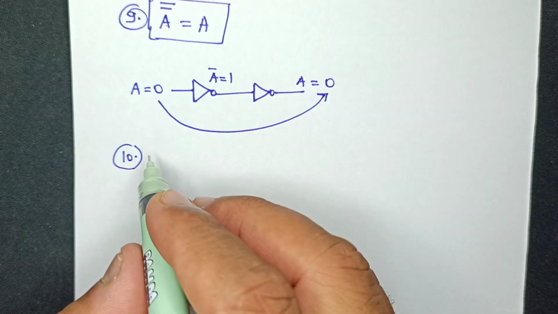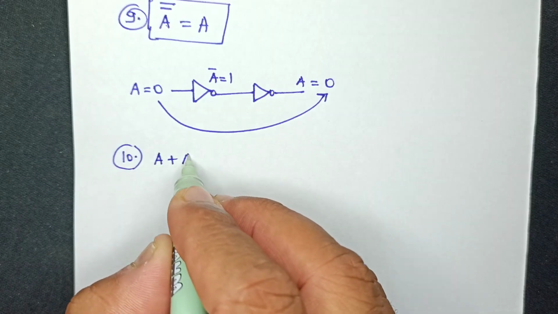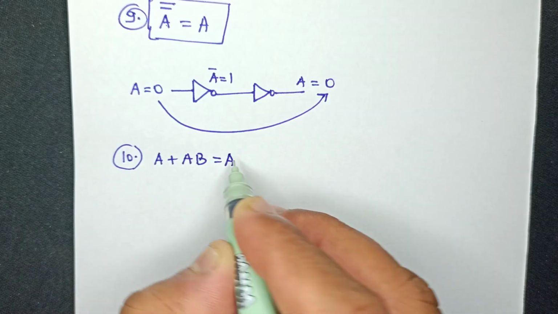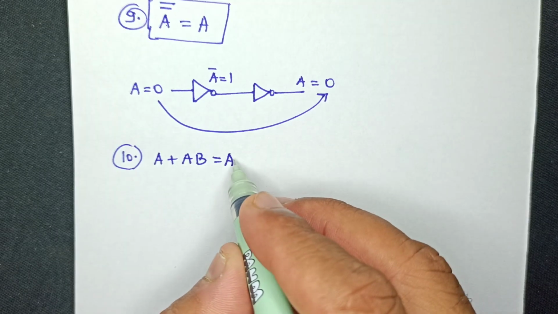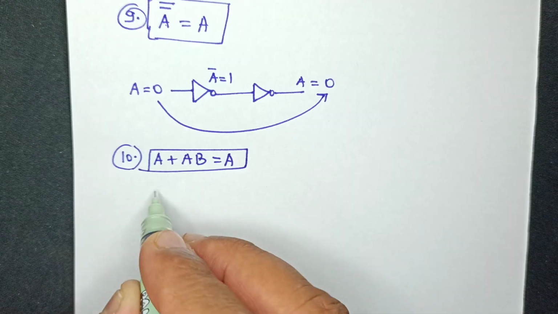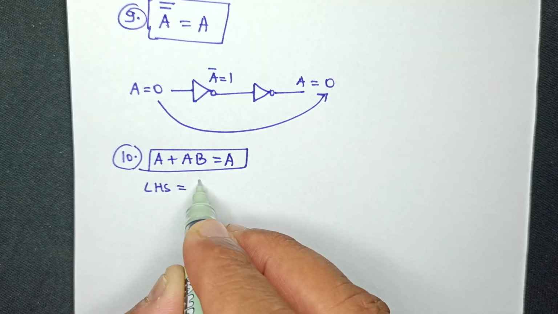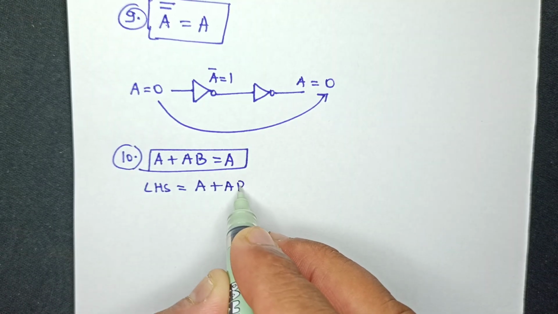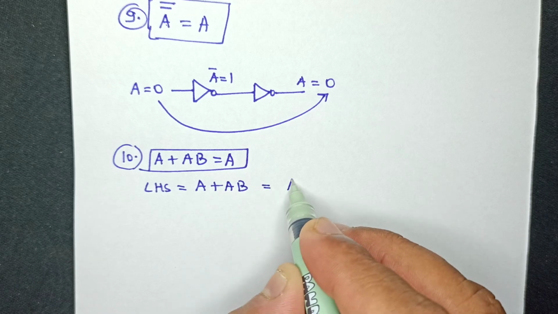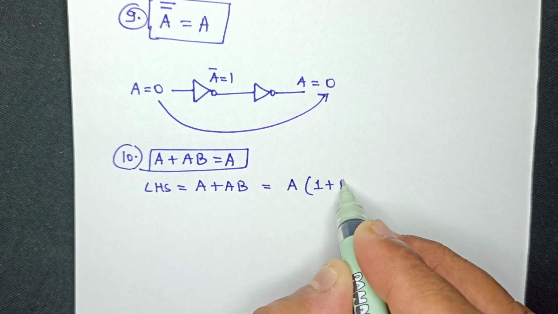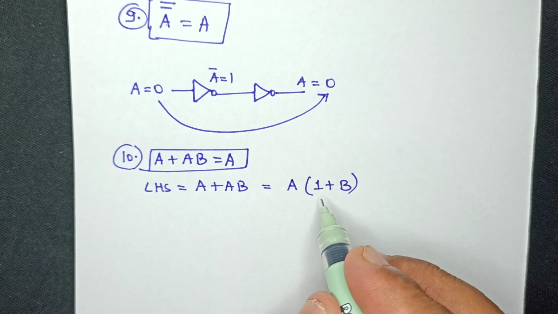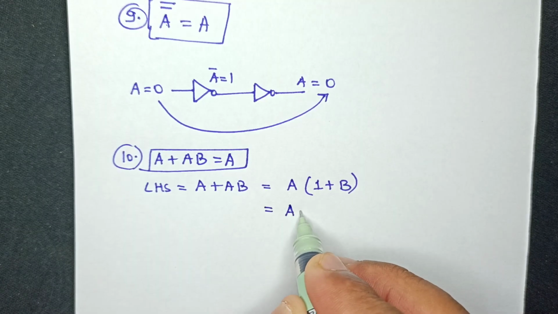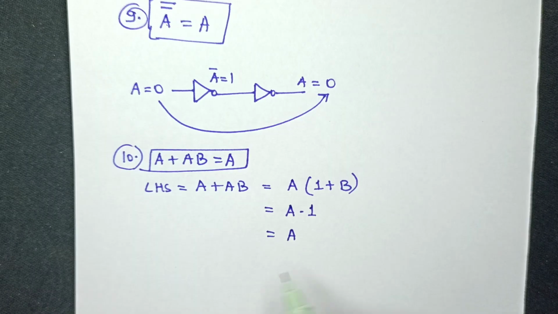Now rule number 10 says that the value of a plus ab is equal to a. For this we are going to use the distributive law. In order to prove this, let us take the LHS. The value of LHS is a plus ab. If I take a as common, this is a times 1 plus b, and if I apply the rule of Boolean algebra here, 1 plus b comes out to be 1. So a dot 1, as per the rules, is a.